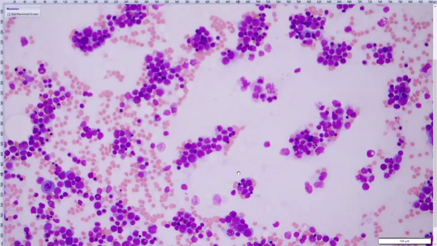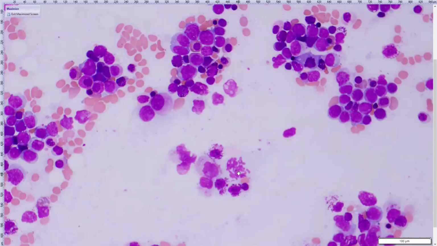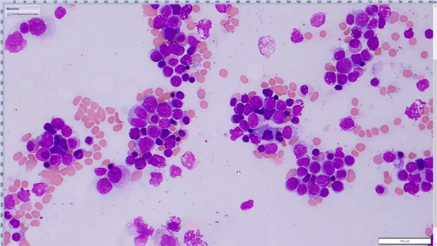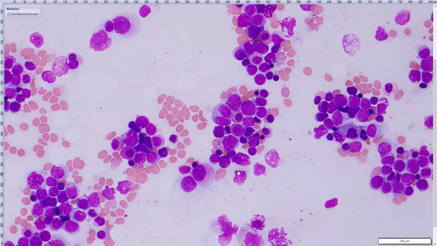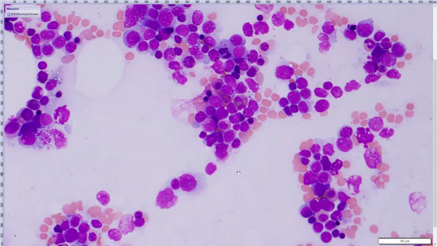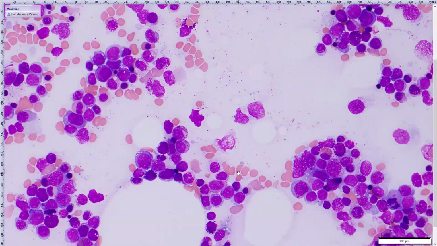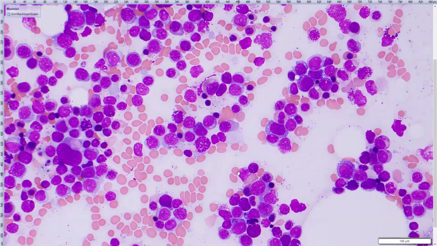Okay, now let's have a look at the erythroid lineage. Let's go here. I'm looking for erythroid dysplasia, meaning I'm looking for binucleation, nuclear budding, irregular nuclear contours, and nuclear to cytoplasmic maturation asynchrony. These are the things that I'm generally looking for.